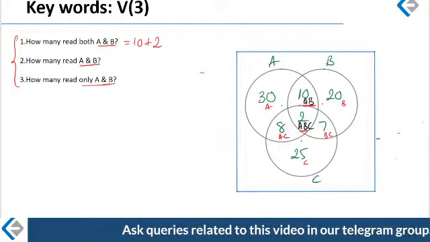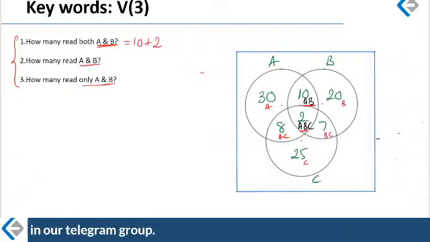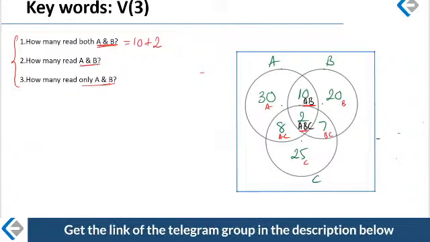How many of them read both A and B? A as well as B. A and B, not A or B. It is A and B. A and B is how much? 10 plus 2. All right, now 10 of them read exactly A and B, only A and B, and 2 of them read minimum A and B. Therefore, both of them put together.